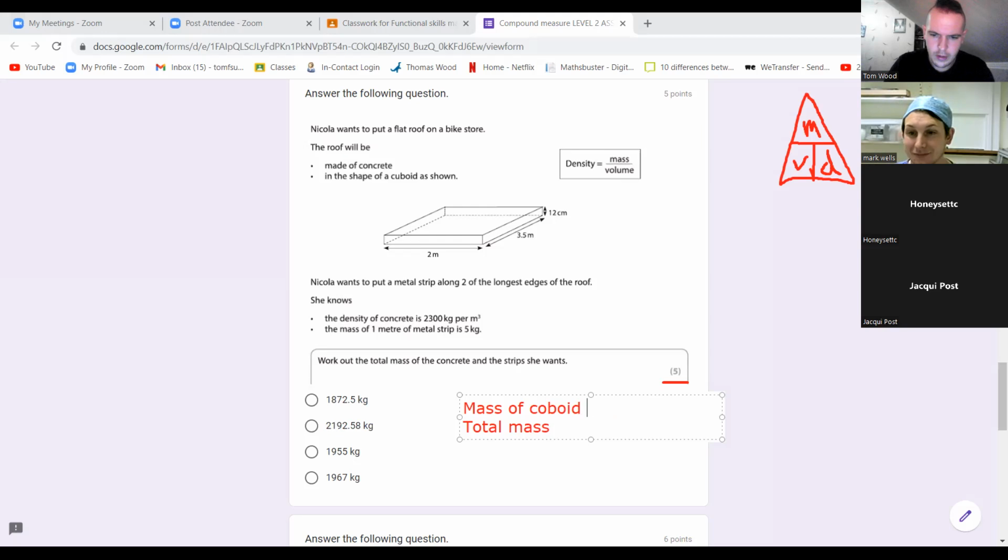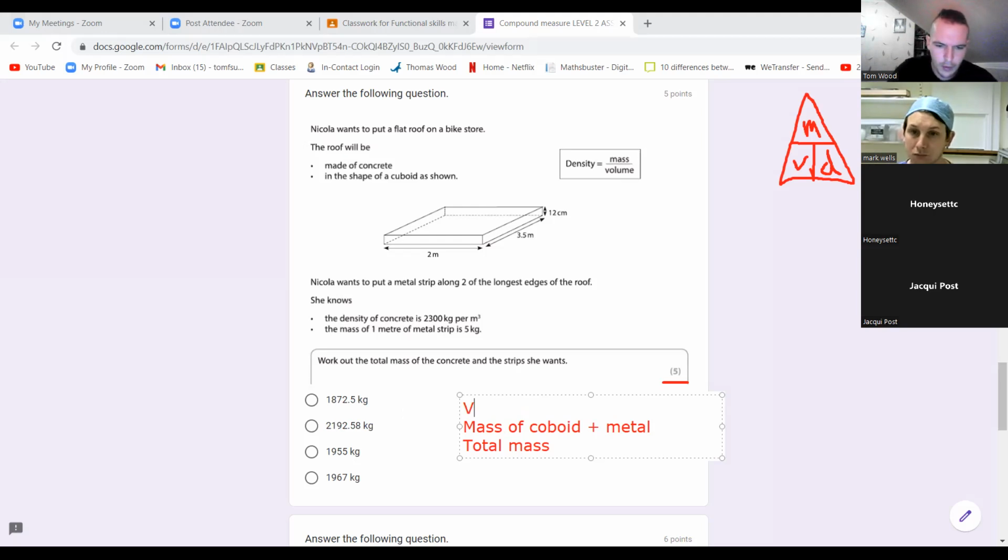So mass of cuboid plus metal. I know that those are the two things which are going to lead to the total. Going back further then, if I'm going to work out the mass of this, I can never work that out unless I have the other two components. It's given me the density, that's fantastic, but it hasn't given me the volume. What it's done instead is it's given me a drawing so I can calculate the volume.